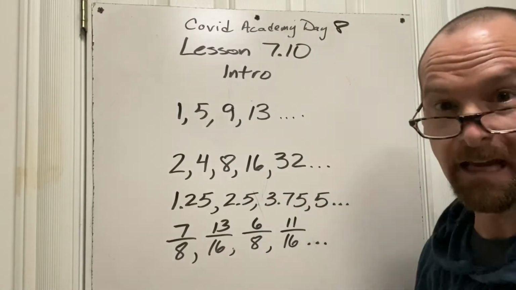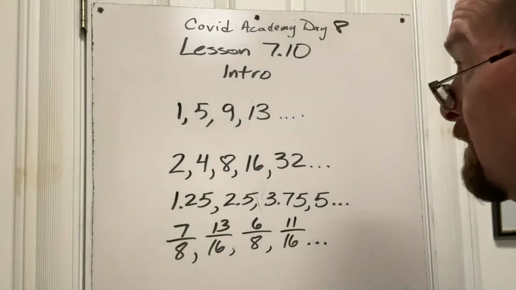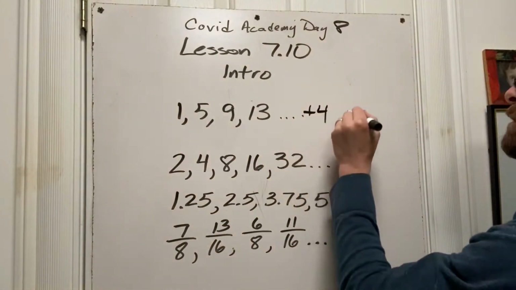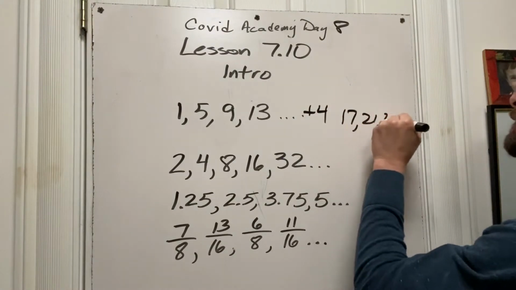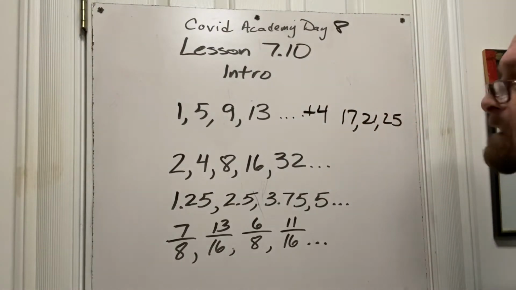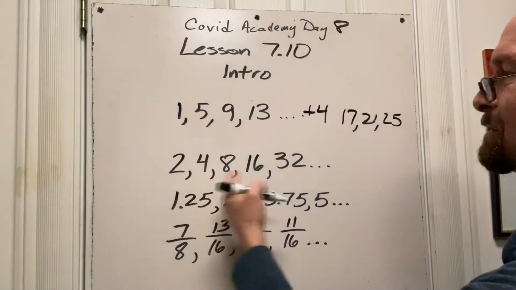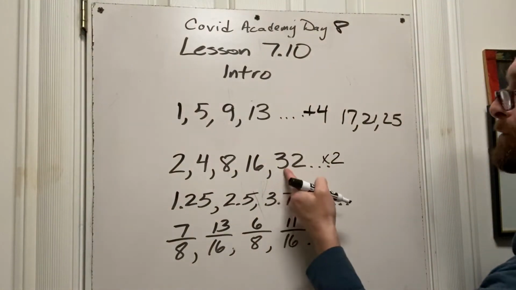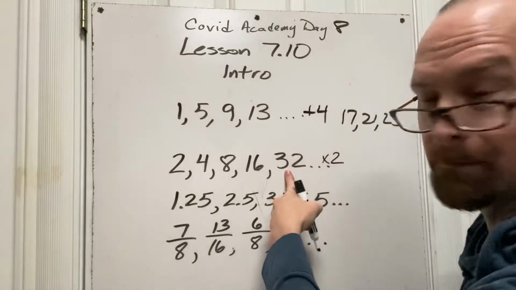Very good. Okay, now we're back. All right. 1, 5, 9. The rule is it's going up by 4. So it goes 17, 21, 25. Yeah, that one wasn't too hard. This one is doubling, or just times 2. So we got 64, 128, and 256.